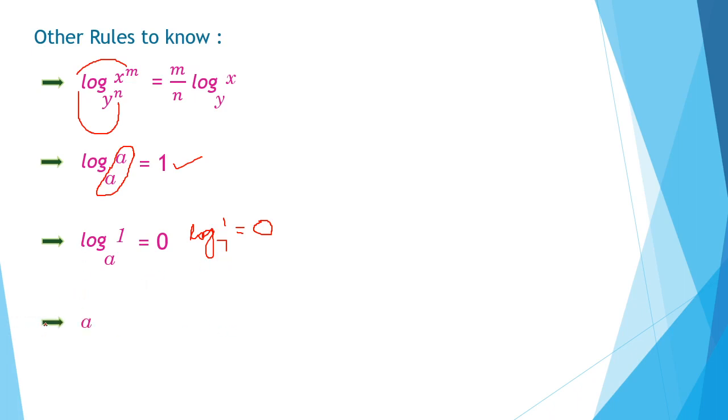See here, a to the power of logarithm of n to the base a. See here, both are equal. The base of the logarithm and the base of this exponential form are equal. Then we can say that the answer is n. The result is n. Okay, right. If it is in a form like this.